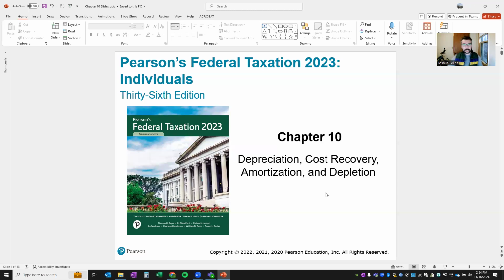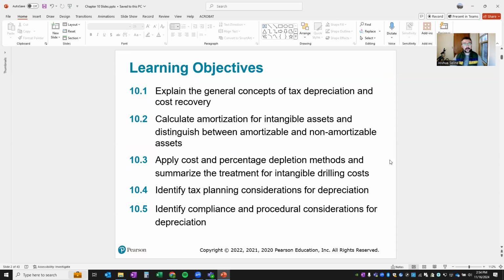Okay, so we've got depreciation, cost recovery, amortization, and depletion. As always, our learning objectives: explain the general concepts of tax depreciation and cost recovery, calculate amortization for intangible assets, and distinguish between amortizable and non-amortizable assets. Apply cost and percentage depletion methods and summarize the treatment for intangible drilling costs. Identify tax planning considerations for depreciation. Identify compliance and procedural considerations for depreciation.